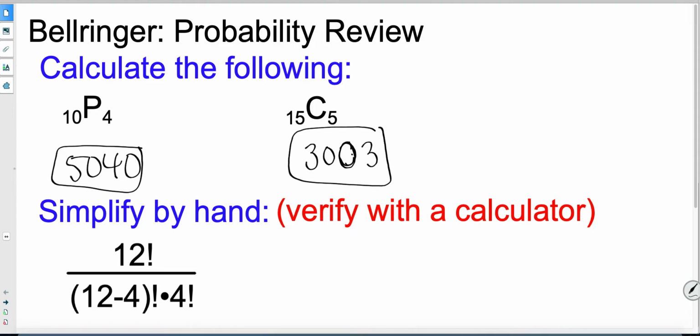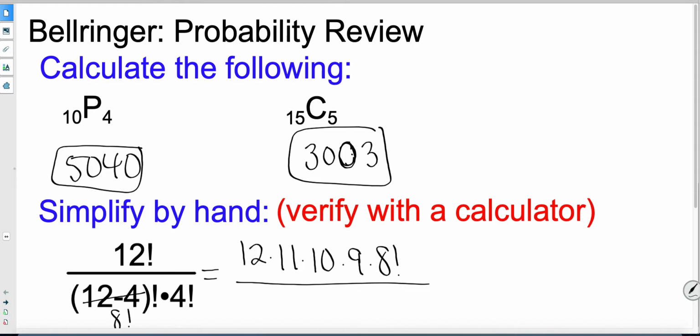Down here below, you want to try this without a calculator. Okay, so we have 12 factorial over (12 minus 4) factorial times 4 factorial. So this right here will go to an 8 factorial. So on the bottom, we'll have 8 factorial times 4 factorial. So remember in class, we kind of broke this down. So it's 12 times 11 times 10 times 9 times 8. And we knew that that 8 was going to continue on to a 1.